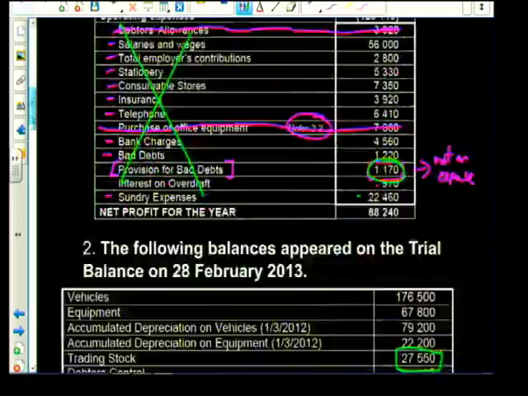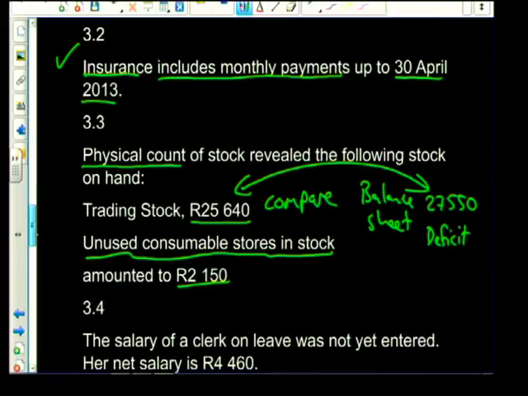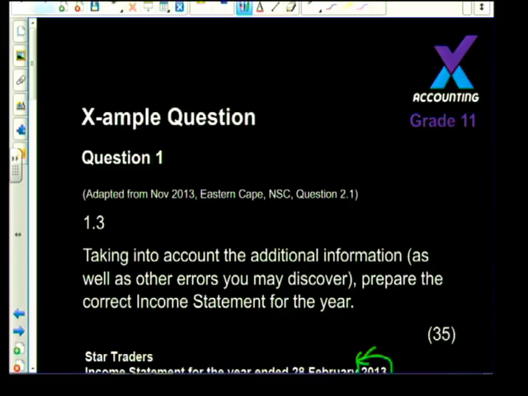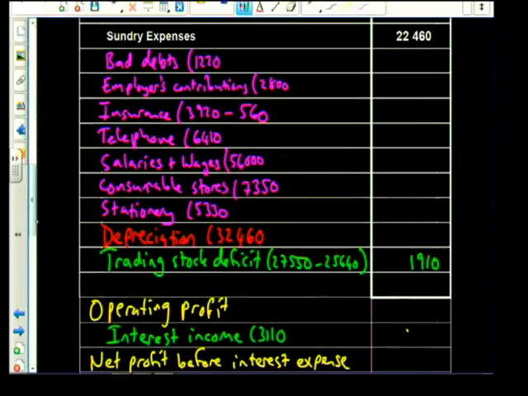When we're doing the consumable stores adjustment, it tells us that unused consumable stores amounted to 2,150. These items are called consumable stores on hand. And the way we do the adjustment, we simply go to our income statement and subtract the 2,150 from the figure that we have for consumable stores. So that was here 7,350. To do the adjustment, we subtract the 2,150, which was on hand, from our consumable stores to calculate the number that we've used.